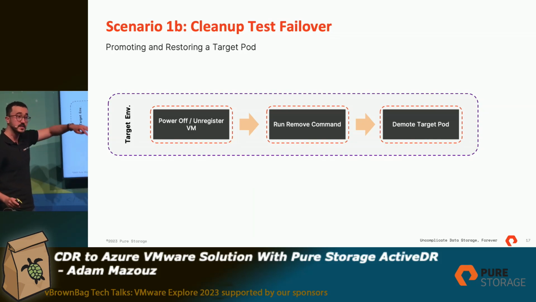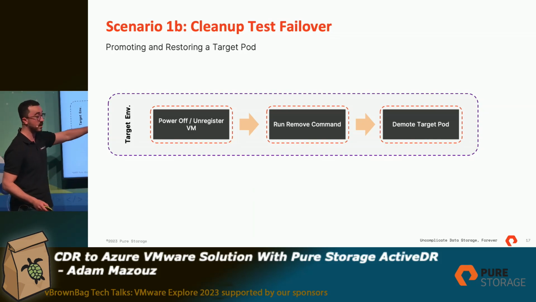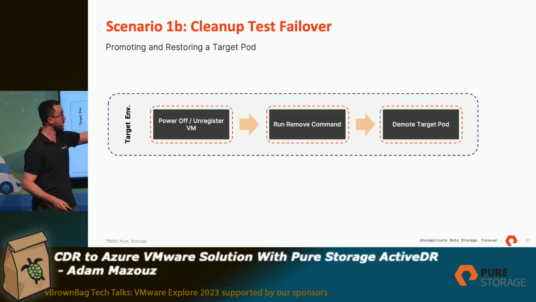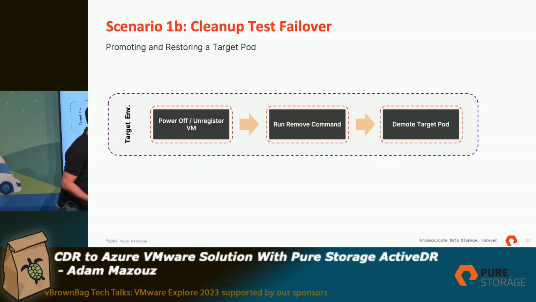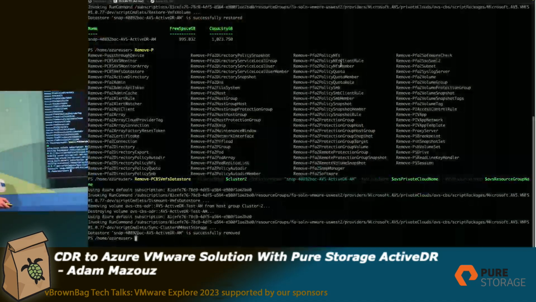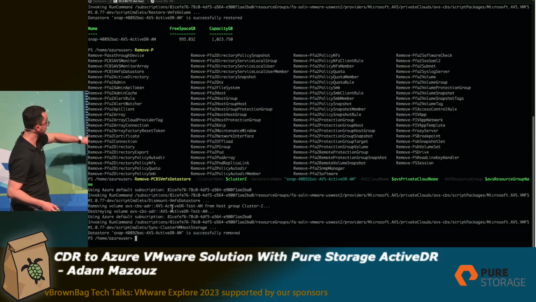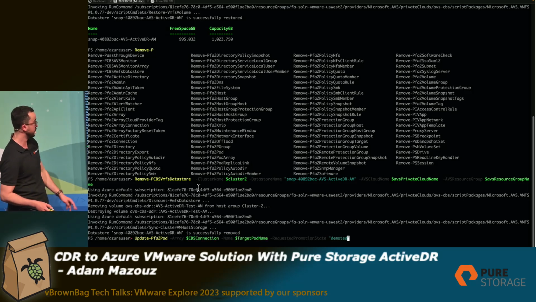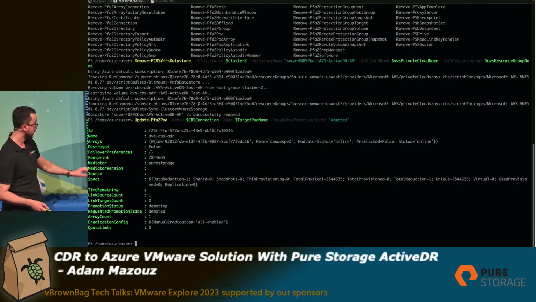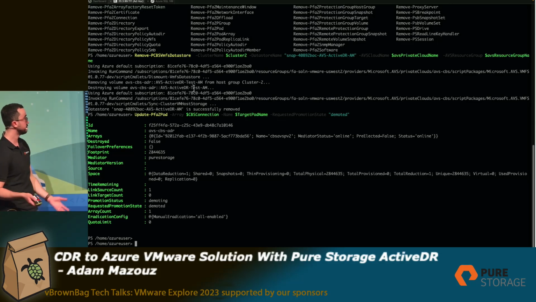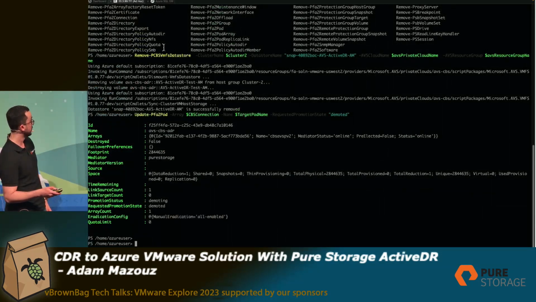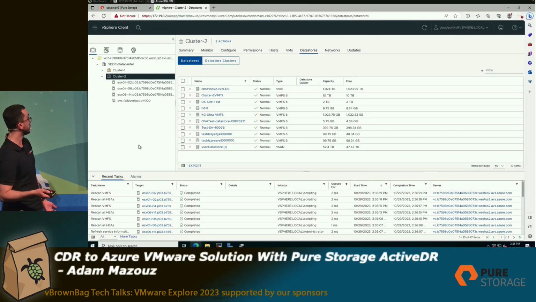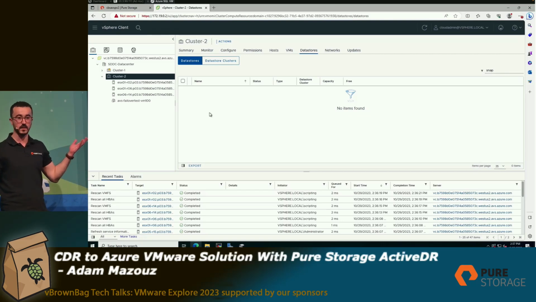I just need to go through similar steps but backwards. I power off and unregister the VMs. I run the remove command from the Pure Storage CBS EVS commandlets, and then I demote the target pod. Okay, here I already removed the cluster, removed the datastore from the cluster too, and then I demoted it. As simple as this. And if I go to Azure now and search for snap, it's not there anymore. So now I finished my cleanup.